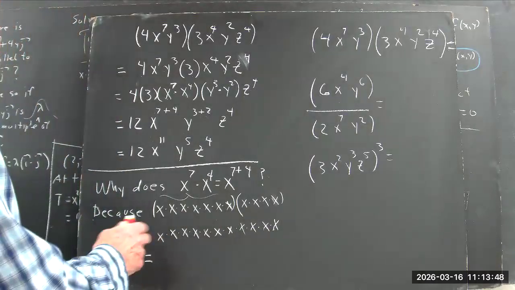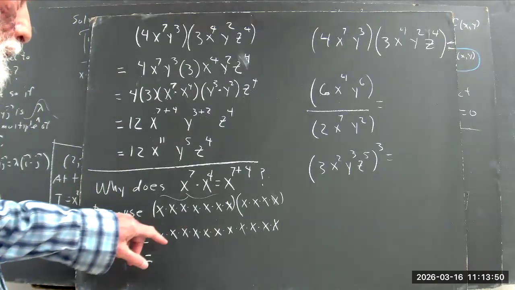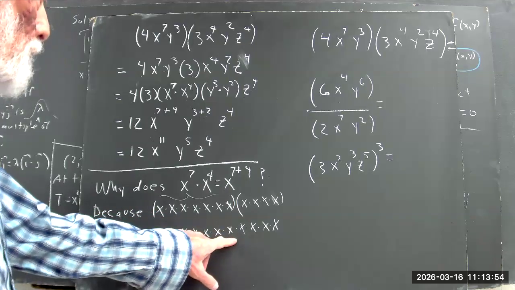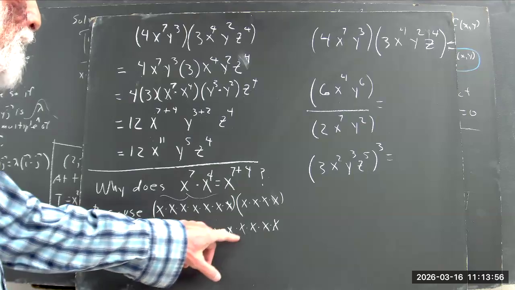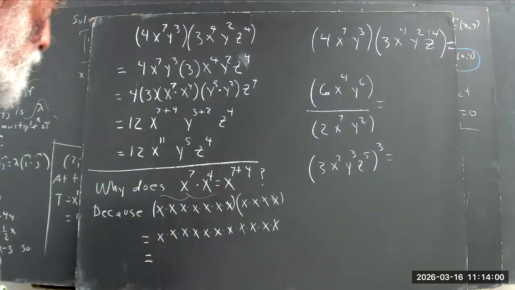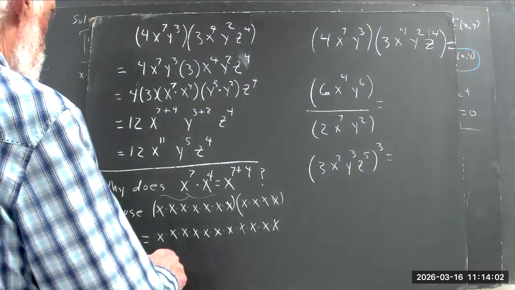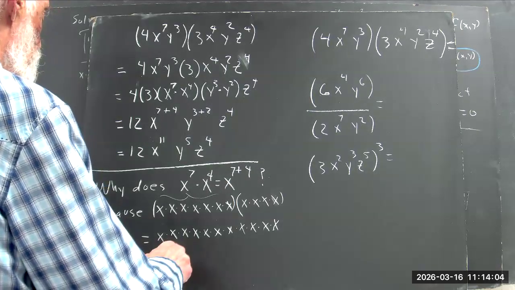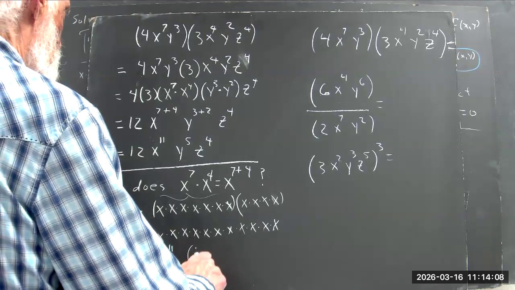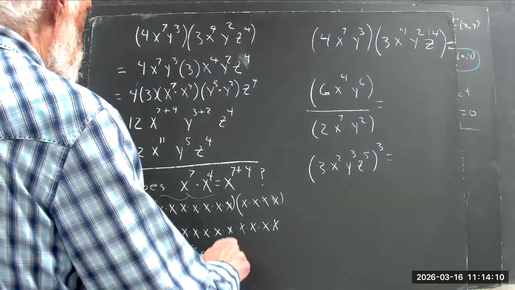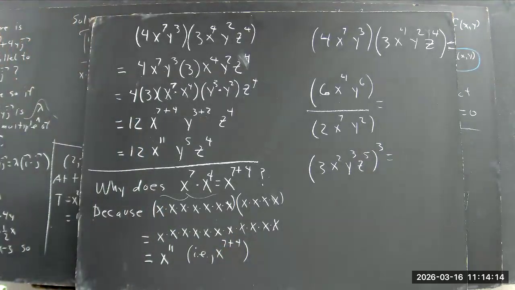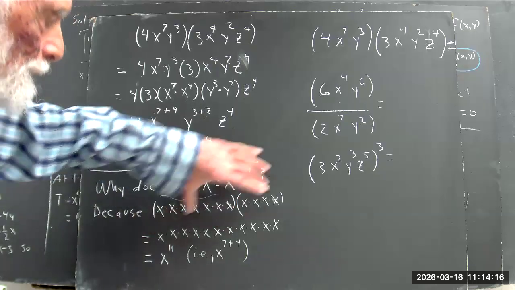And then I can count them, and if I counted correctly, I've got 1, 2, 3, 4, 5, 6, 7. Those all came from the x to the seventh. And 1, 2, 3, 4 all came from the x to the fourth. And that equals x to the 11th, which is, of course, x to the 7 plus 4, because we got 7 of them and we got 4 of them.